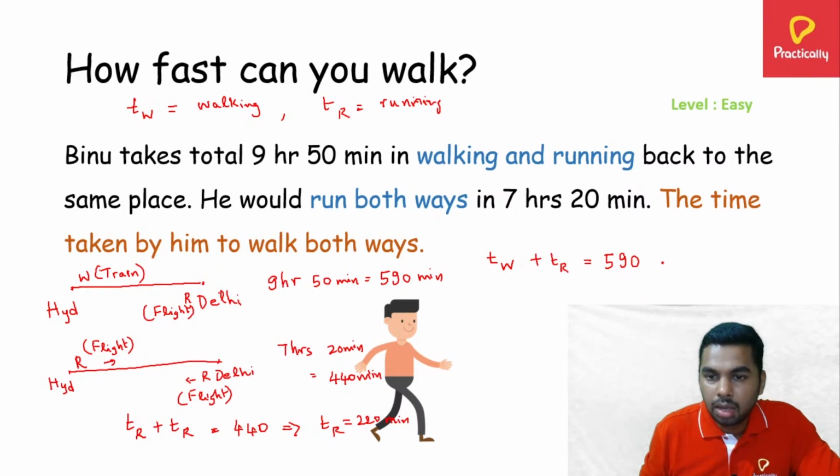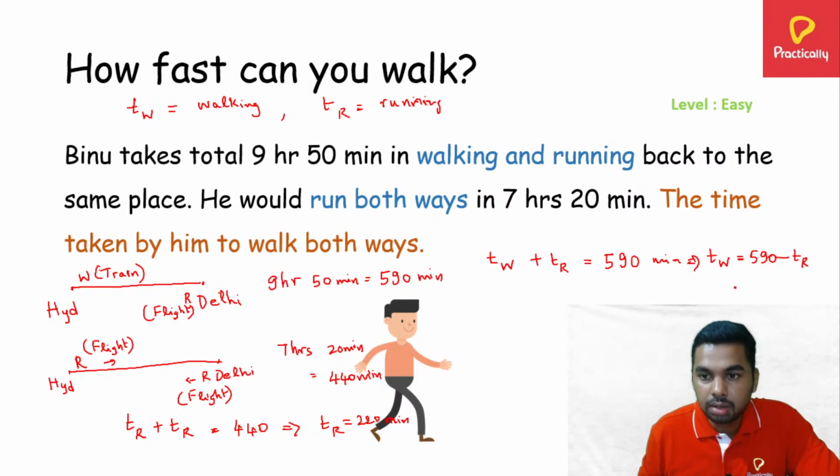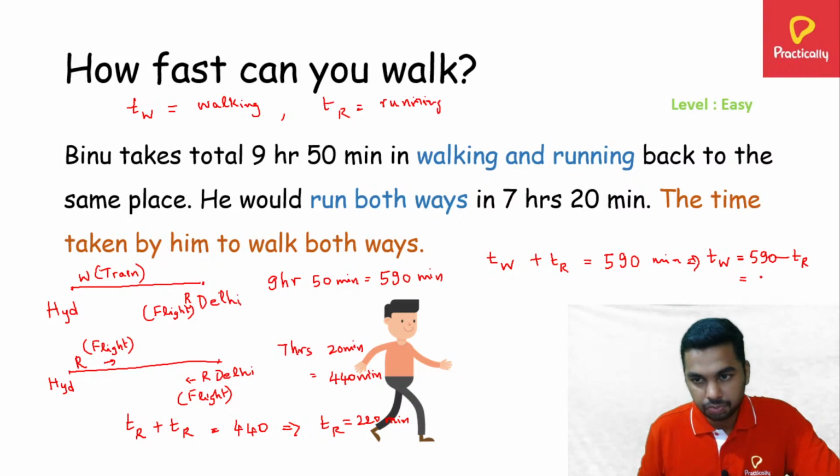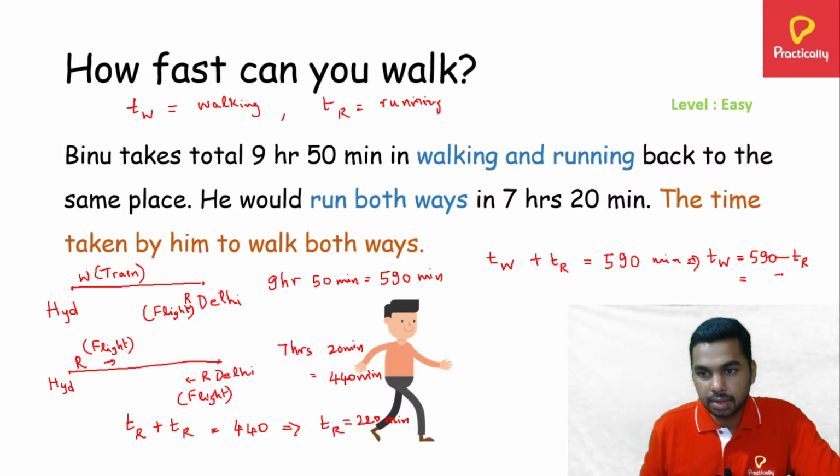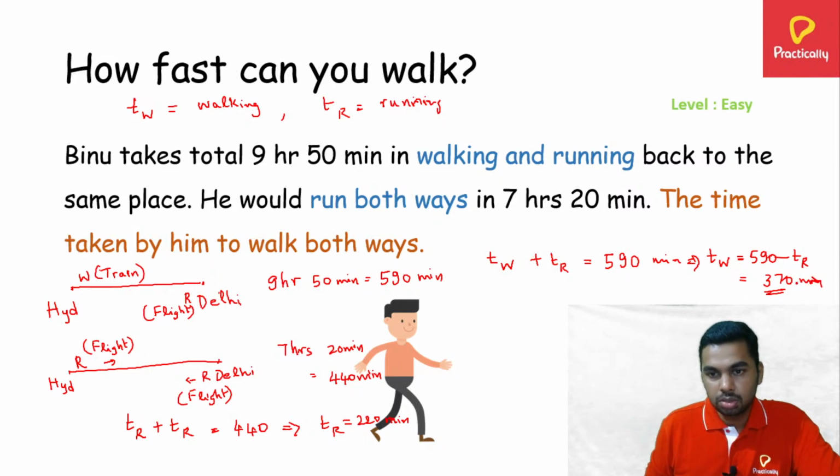Minutes. And here we have walking plus running to be 590 minutes. So we already know TR to be 220. So this implies TW to be 590 minus TR. What is 590 minus TR? 590 minus 220. We know how to calculate this now. So 220, I'll add 70 to it. That will be 290. And again, we have 300 more left. So that is 370 minutes. So total of 370 minutes for walking.